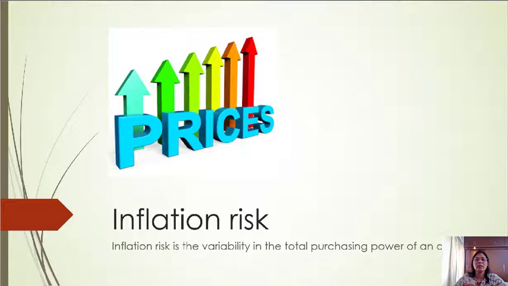Inflation risk. Just like the purchasing power risk, inflation risk is the variability in the total purchasing power of an asset. It arises due to the rising general price level.